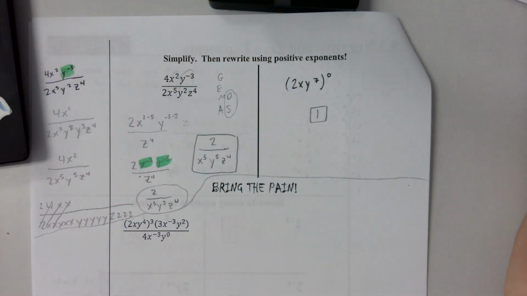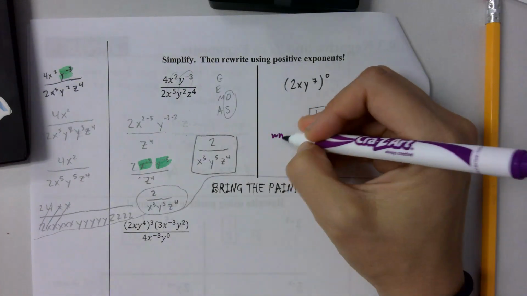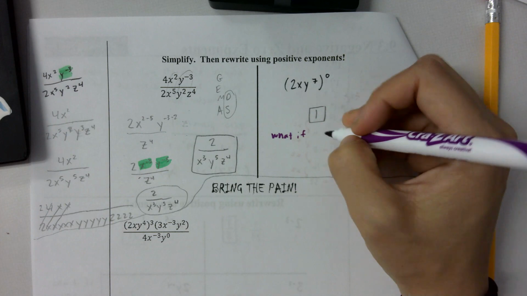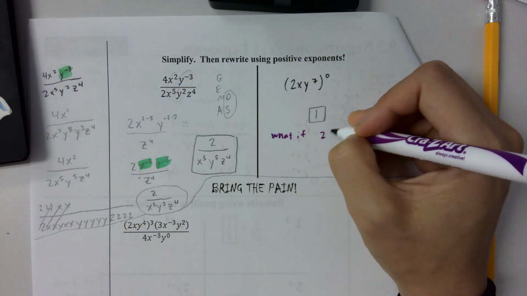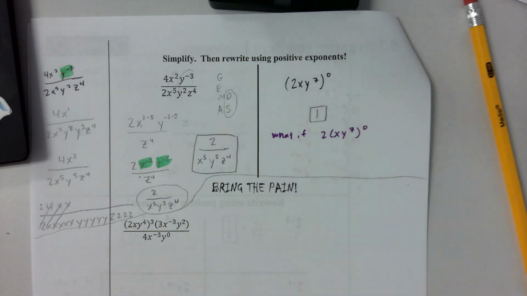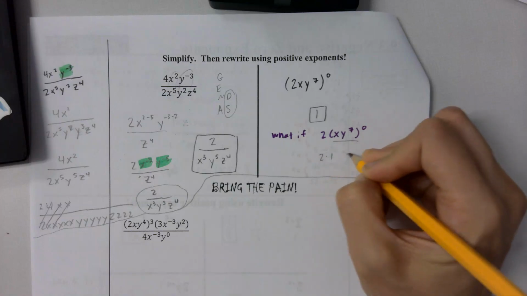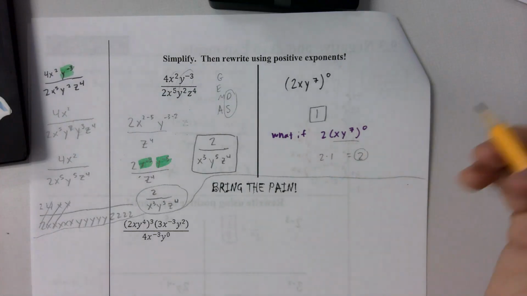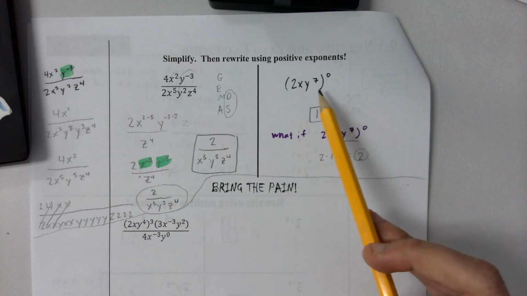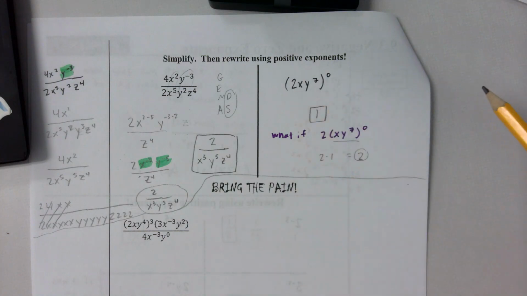Right? Let's do an alternate universe. What if we had 2xy^7 to the 0? If that was the case, then this whole thing would be 1, and it would be 2 times 1 equals 2. So, right, parentheses matter, but remember, whatever is raised to the power of 0 is going to be a 1.